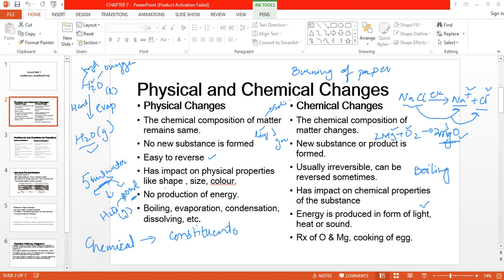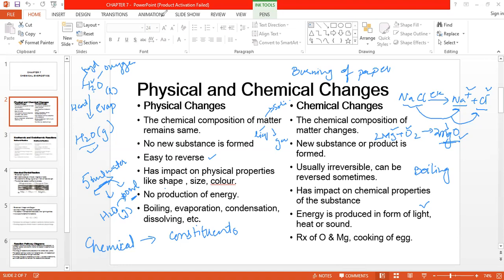Let's move towards the examples in the last point: boiling, evaporation, condensation, and dissolving. These are all examples of a physical change. As far as a chemical change is considered, examples are cooking of an egg, burning of a paper, the reaction of magnesium with oxygen, or the reaction of zinc with sulfur or copper sulfate. Such types of reactions are chemical reactions.